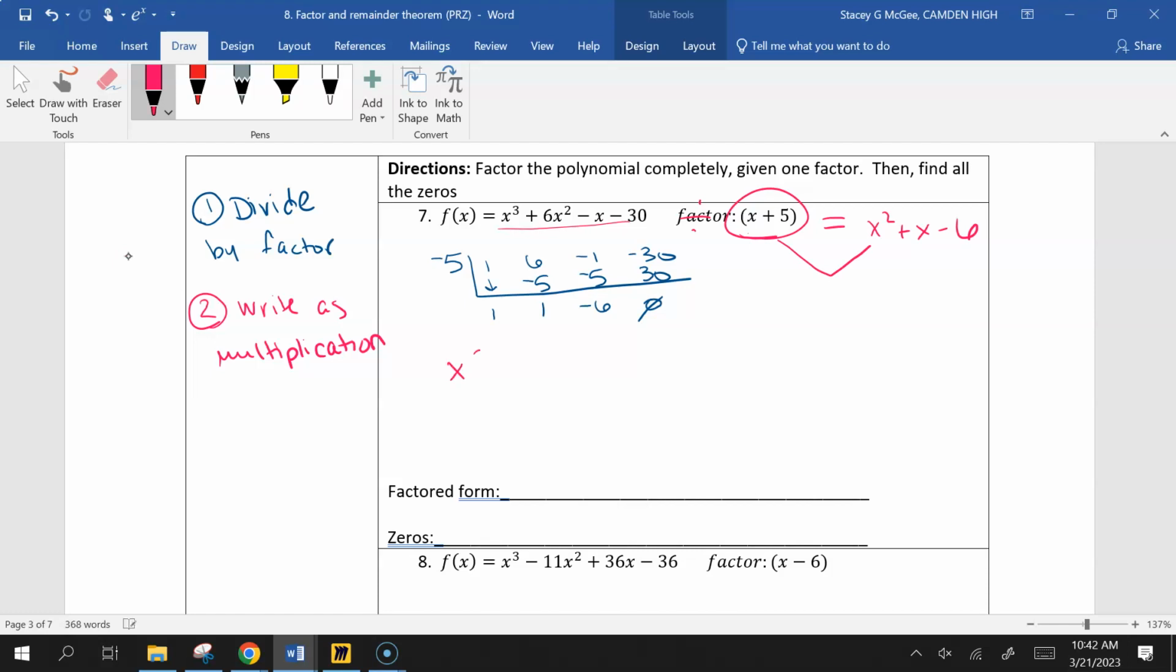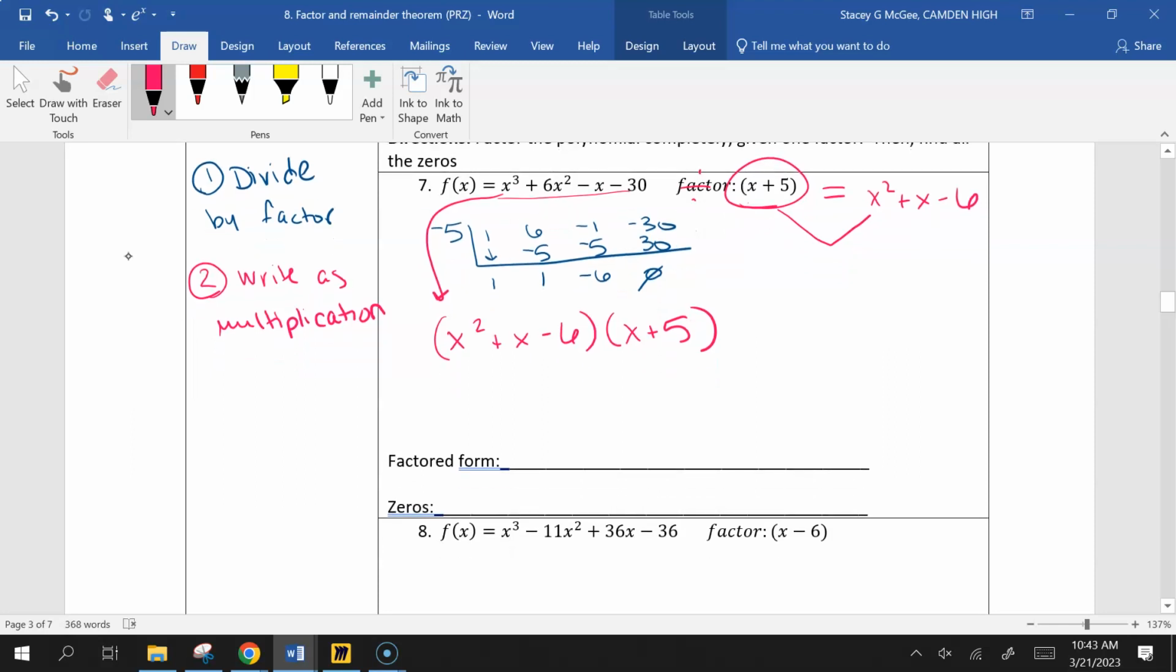So x squared plus x minus 6 times x plus 5. That is the same thing as this. Do you agree and see why? Does it make sense to you? We're doing the same thing we do with numbers, we're just doing it on a bigger scale. Now this looks like something you've done before and you can finish doing.